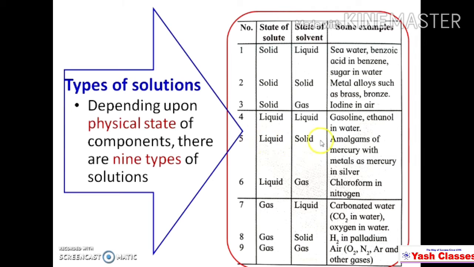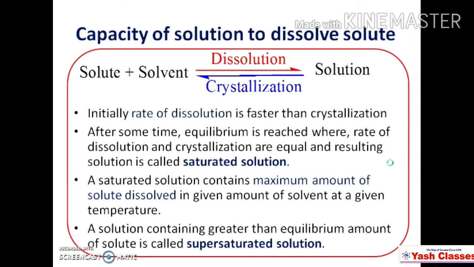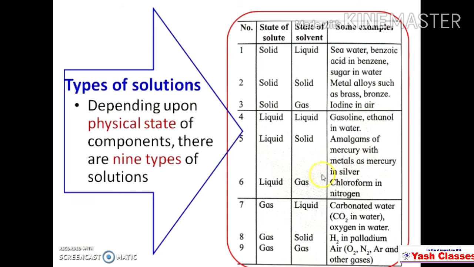Another type is liquid in solid. Examples: amalgams of mercury with metals, for example mercury in silver. So you know mercury is in liquid state and silver is a solid, and therefore this is liquid in solid type of solution. Here mercury is a smaller component, present to a lesser extent, and silver is a larger component of the solution, and therefore solid acts as a solvent.